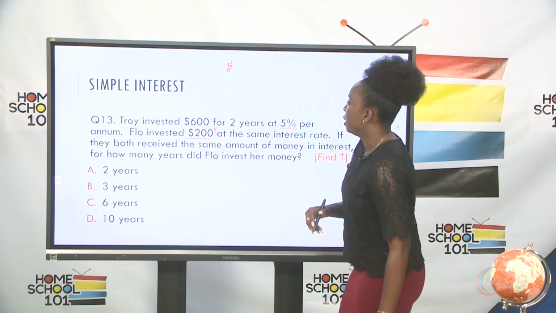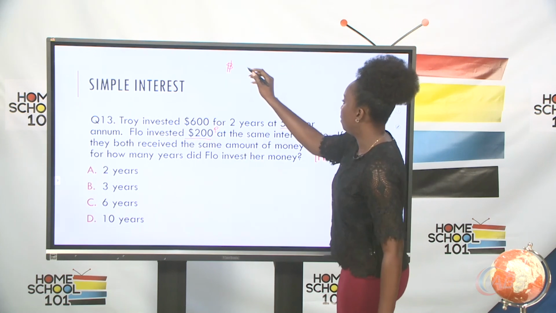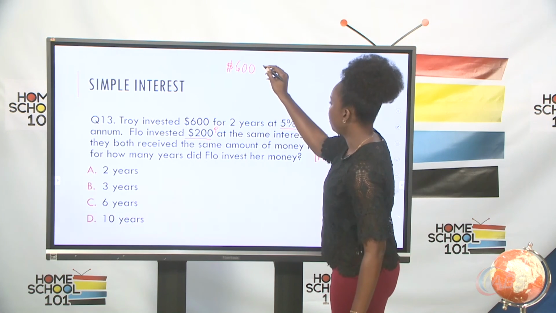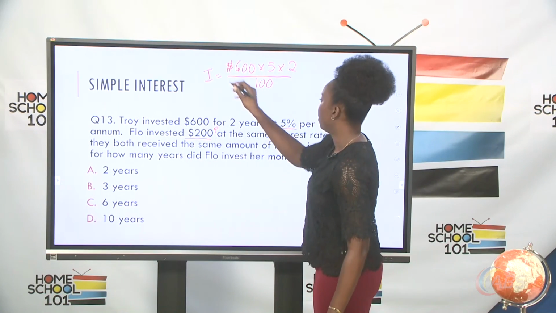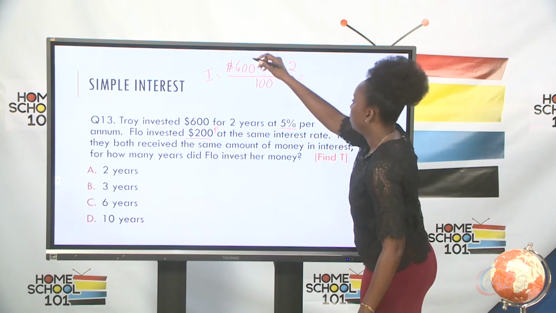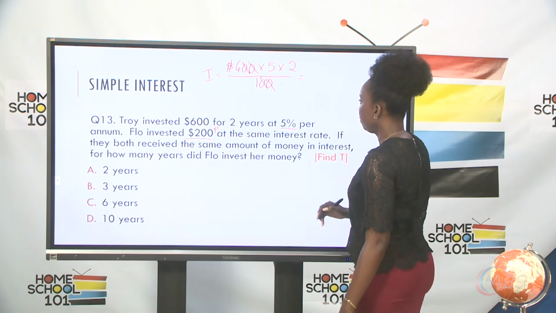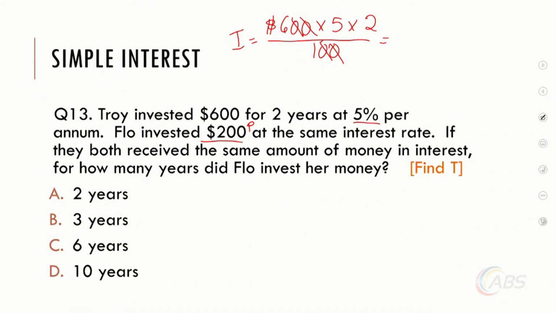So his principal is 600. His rate is 5%, and his time is 2 years, and that's all over 100. Okay? So zeros are gone. We are left with 6 times 5 times 2. 6 times 5 is 30. 30 times 2 is 60. So this means that Troy's interest is $60.